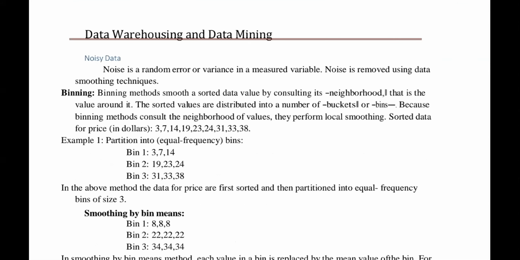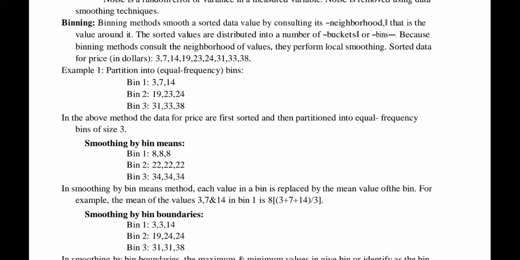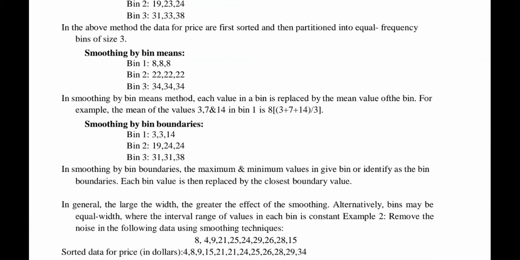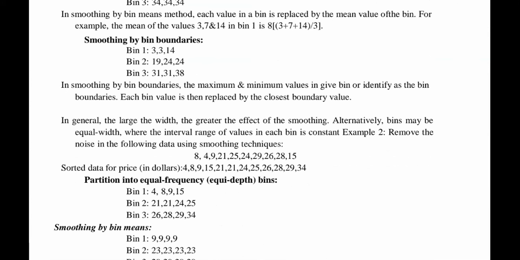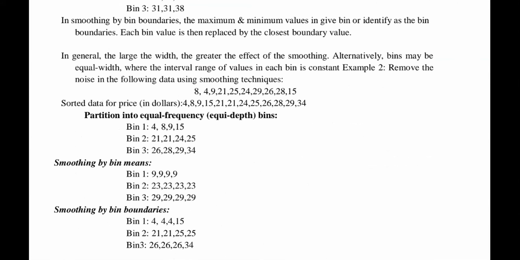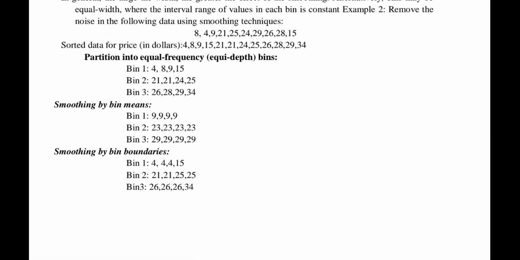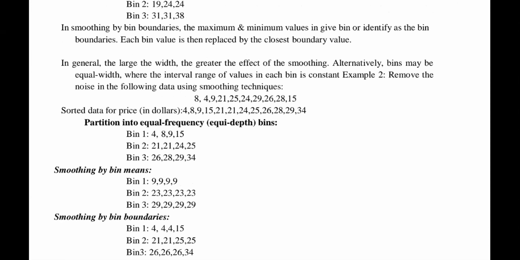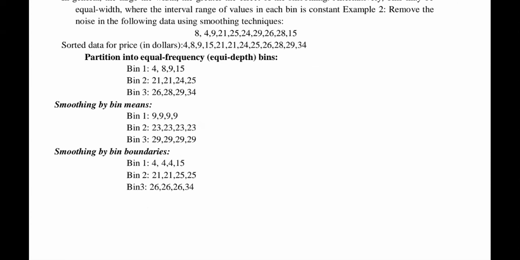Second one is the noisy data. How can we overcome noisy data? By using the binning method. In the binning method, you generally smooth the stored data by consulting the neighborhood around it. Simply, we use smoothing by binning, which means smoothing by bin boundaries. You have to consider partitioning into equal frequency bins, smoothing by bin means, and smoothing by bin boundaries. We can present this with an example.